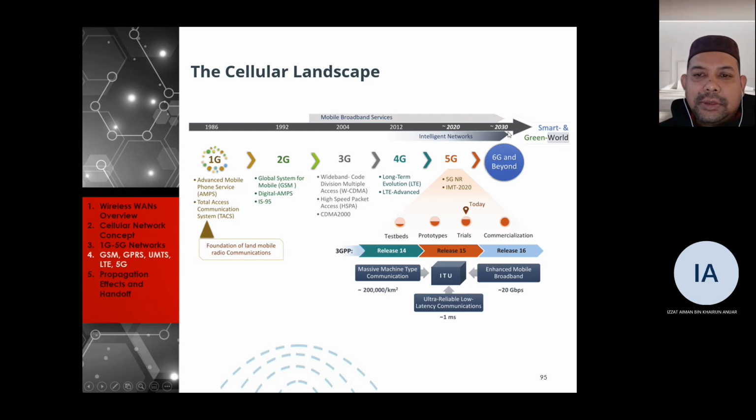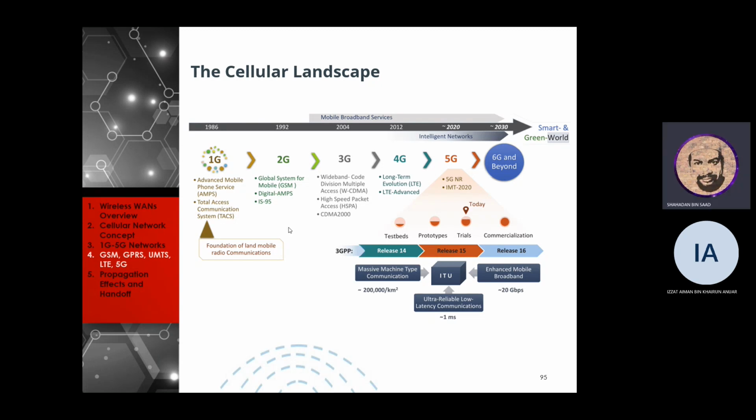The target is 2030 for 6G and beyond. So roughly one decade for one generation. Remind us back, 1G is for Advanced Mobile Phone Service, UMTS and Total Access Communication System, which is the foundation of land mobile radio communication.